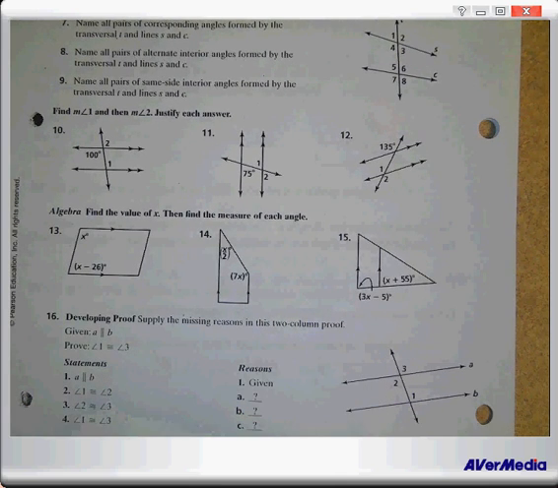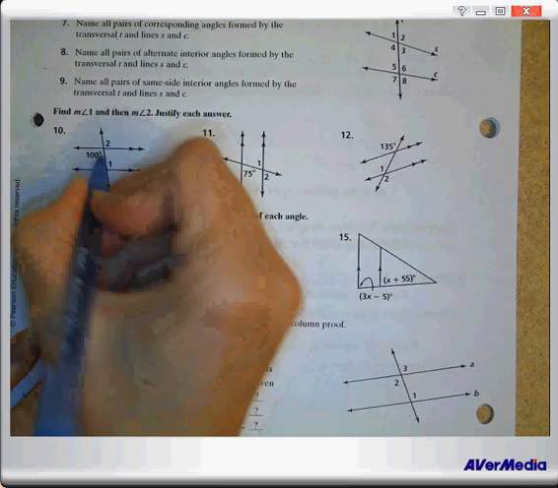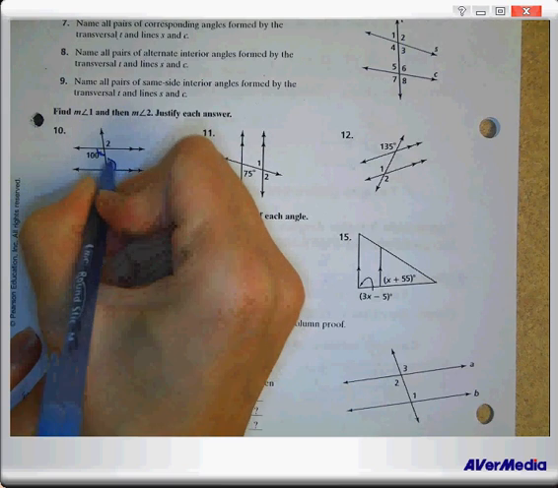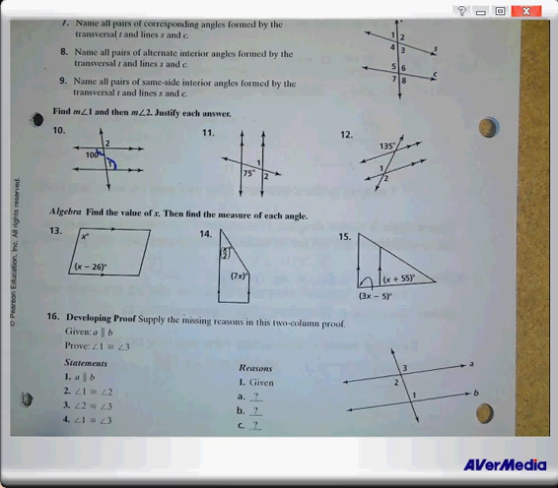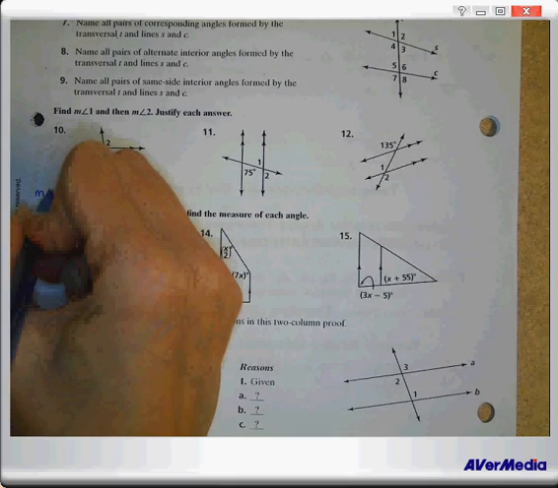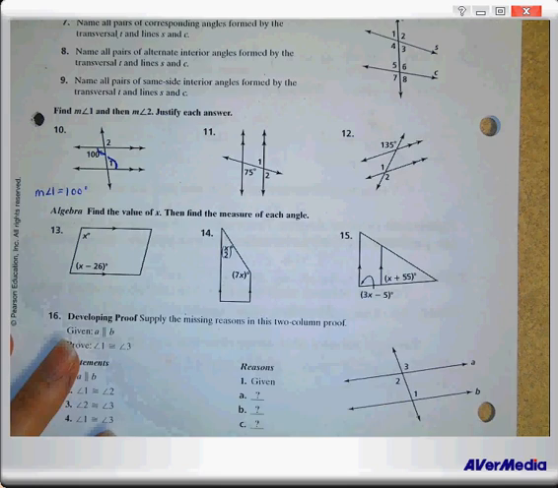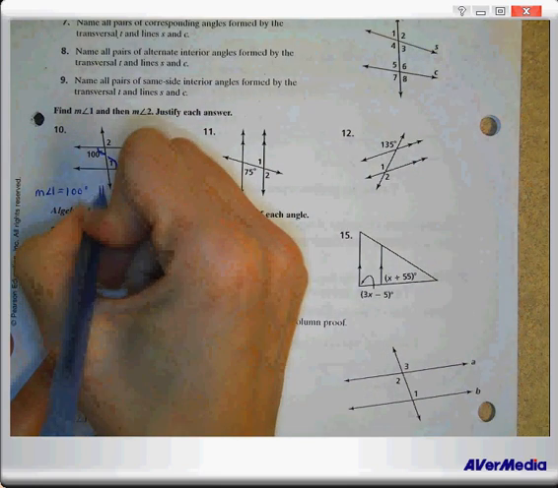Well, I notice this angle and this angle are alternate interior angles. And my lines are parallel. So I know the measure of angle 1 is 100 degrees because, and now here's how you justify your answer. If parallel lines, then alternate interior angles are congruent.